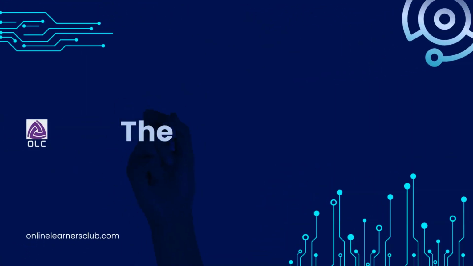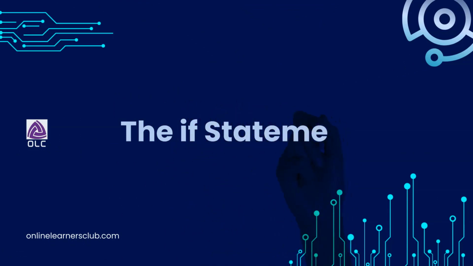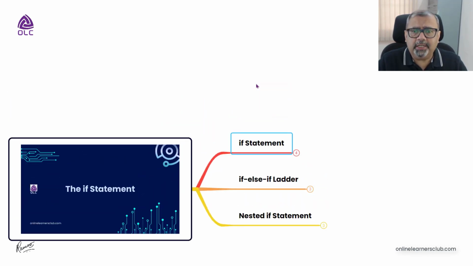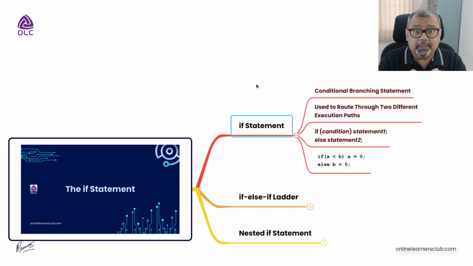Okay, so let's continue with this first statement, which is the if statement. So let us look at the if statement. So what is the if statement? It is basically a very important statement in programming, which is used for conditional branching. And it is also used to route two different execution paths. Say for example, if a condition is true, do something. If the condition is false, do something else.